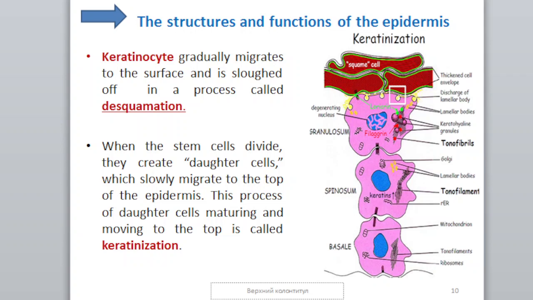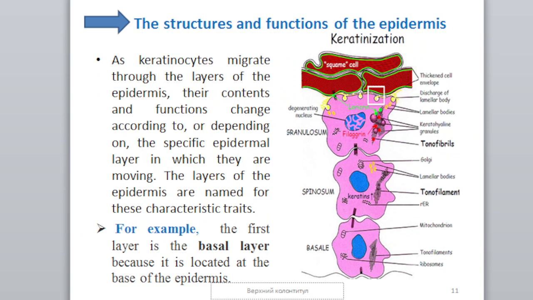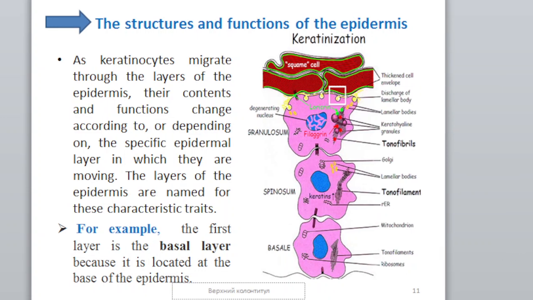Next slide. As keratinocytes migrate through the layers of the epidermis, their contents and functions change depending on the specific epidermal layer in which they are moving. The layers of the epidermis are named for these characteristic traits. For example, the first layer is the basal layer because it is located at the base of the epidermis.